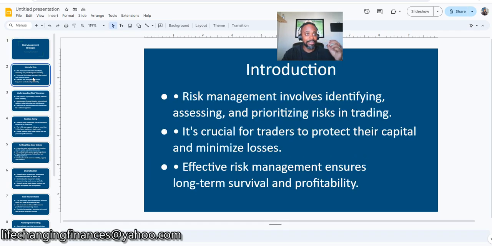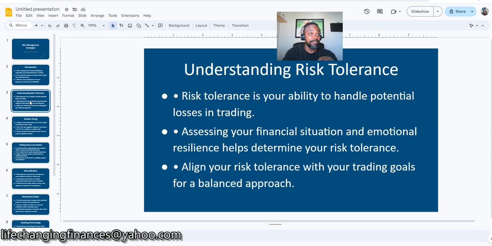Now, risk management obviously involves identifying, assessing, and prioritizing risk in trading. It's crucial for traders to protect their capital and minimize losses. Effective risk management ensures long-term survival and profitability. So if you want to stay in the trading game and you want to be profitable, you want to be in this thing for the long run, mitigating your losses is going to be very, very important. And I know it sounds like a game right now, but if you guys keep trading, you'll see what I'm talking about.